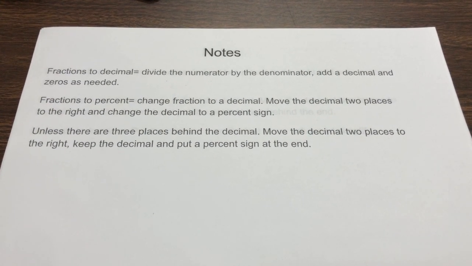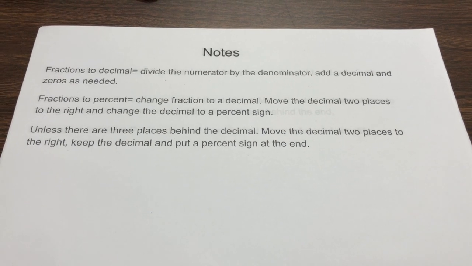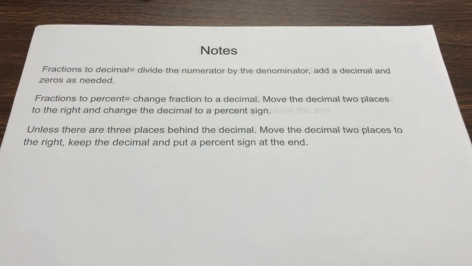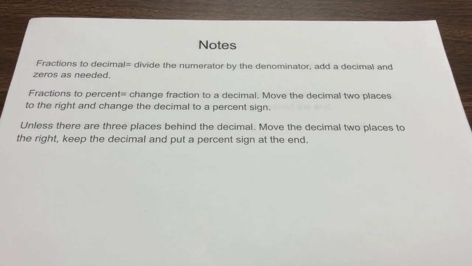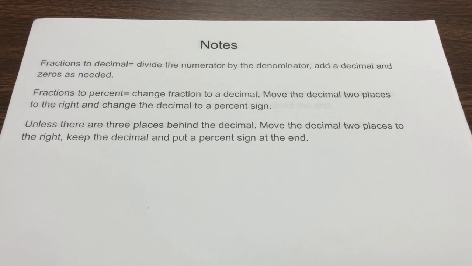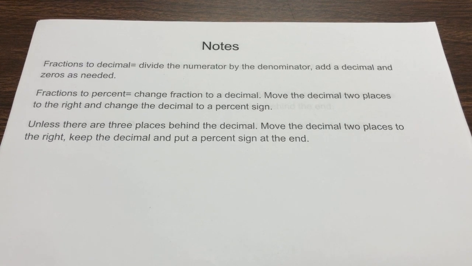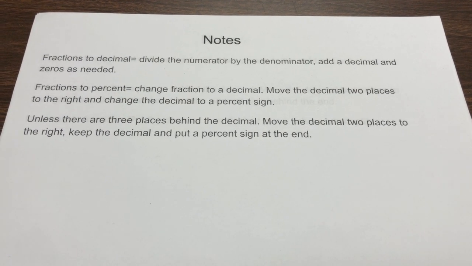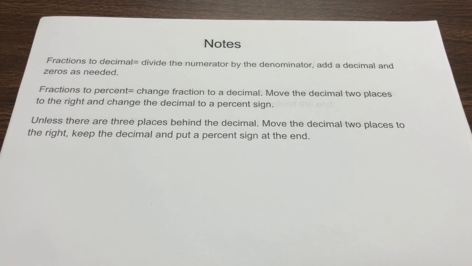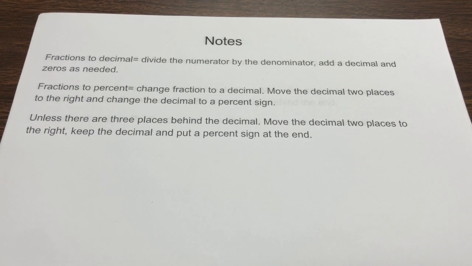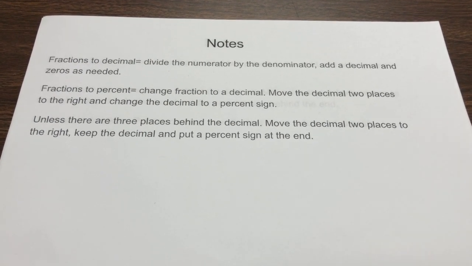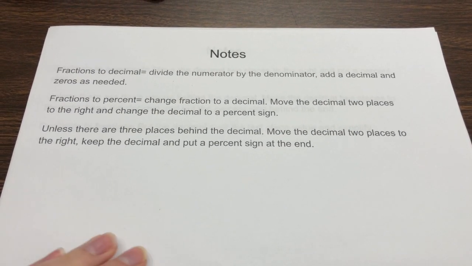Fractions to decimals, you're going to divide the numerator by the denominator, add a decimal and zeros as needed. Fractions to percents, you just change the fraction to a decimal, move the decimal 2 places to the right, and change the decimal to a percent sign. Unless there are 3 places behind the decimal, you move the decimal 2 places to the right, keep the decimal, and put a percent sign at the end, so you just keep that decimal right where it's at.